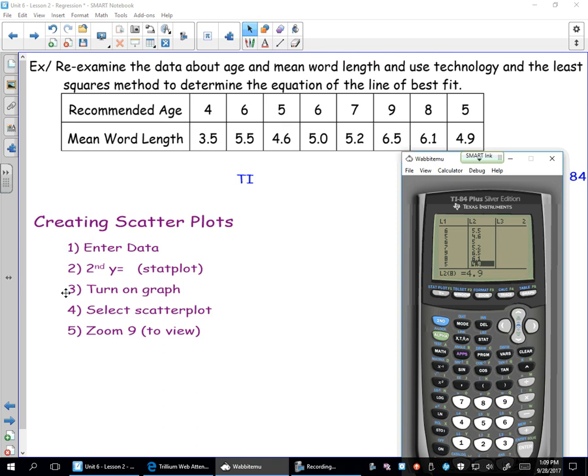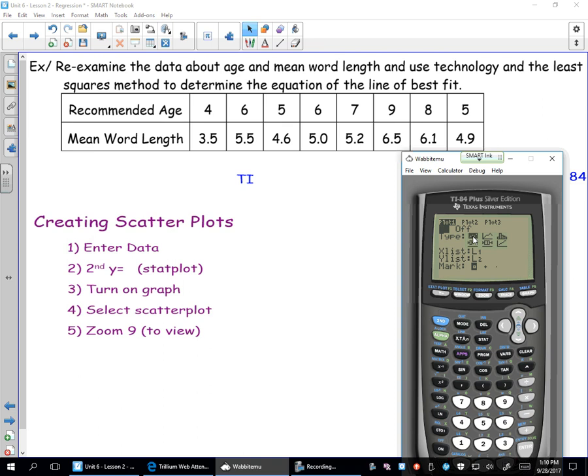To make a scatter plot, it says here we're going to go to second y equals, stat plot, the same way we did histograms. So second y equals. We're going to turn it on. Okay, right now it's turned off, as you can see. Let's turn it on. And the first one is the scatter plot, which is what we want.